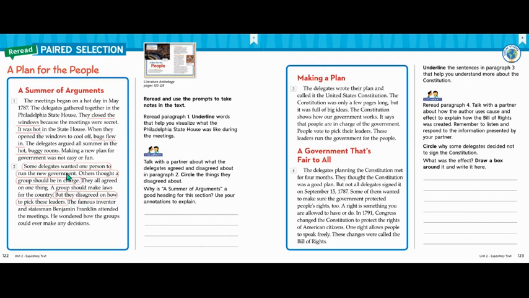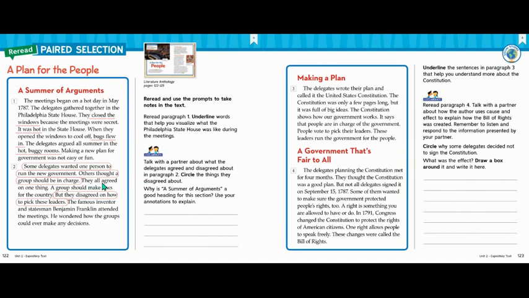They had a hard time agreeing on who should run the new government, and they also disagreed on how to pick those leaders. So now that we circled what they disagreed on, it also asks, like, what did they agree on? We don't have to circle or underline or write anything for that, but we should at least talk about what they did agree on.